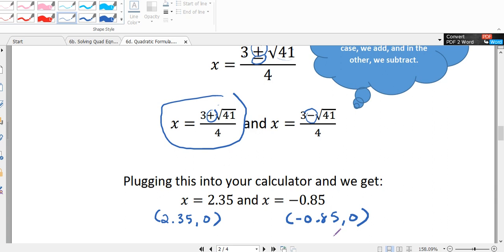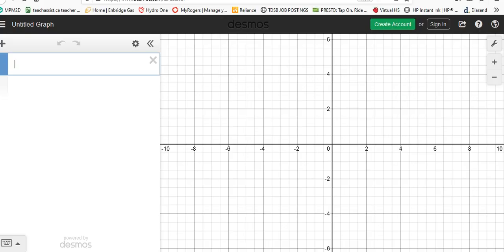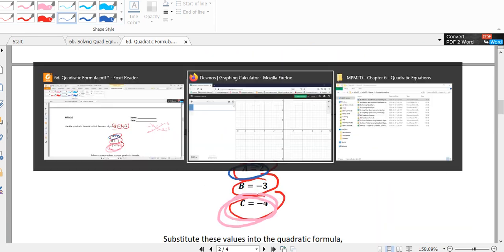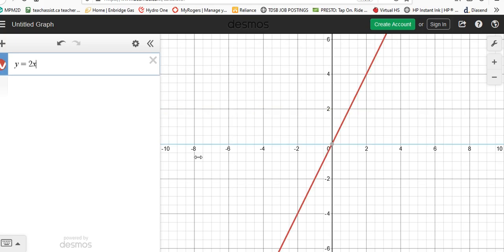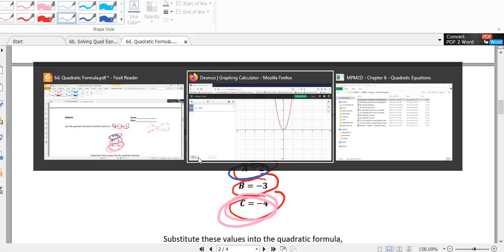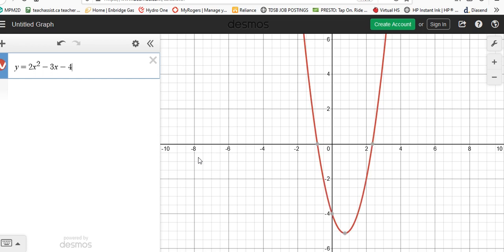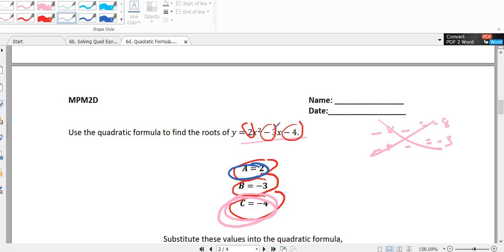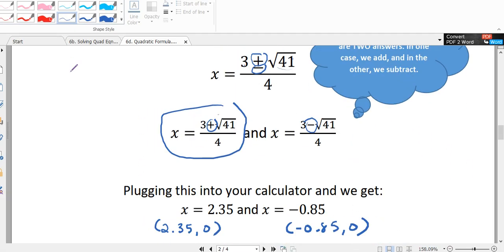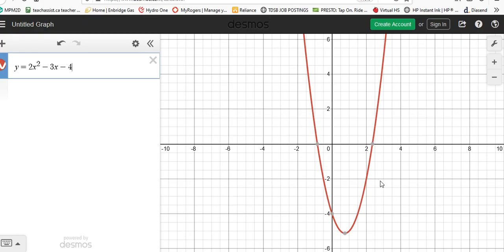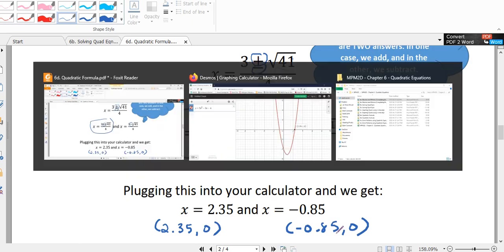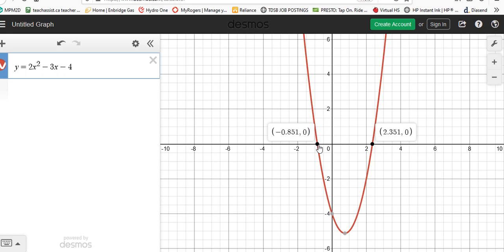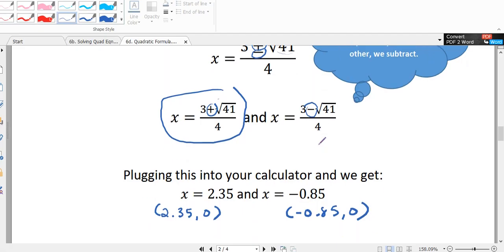So let's verify our answers. I'm going to go to Desmos. Let's scroll to the top. What was the equation? y equals 2x squared minus 3x minus 4. So let's scroll down. X-intercepts are 2.350 and negative 0.850. Okay? And there you go.